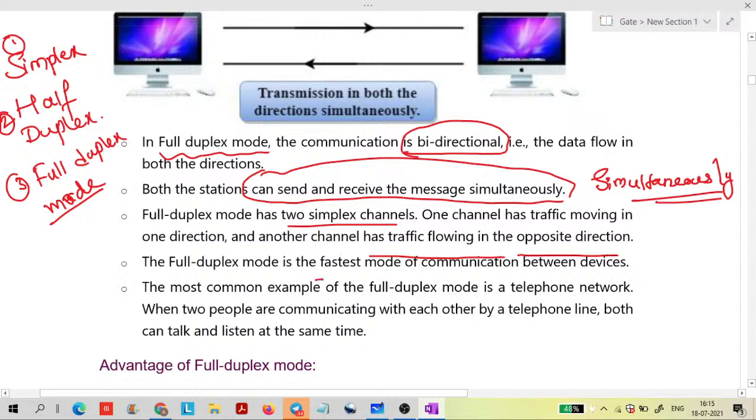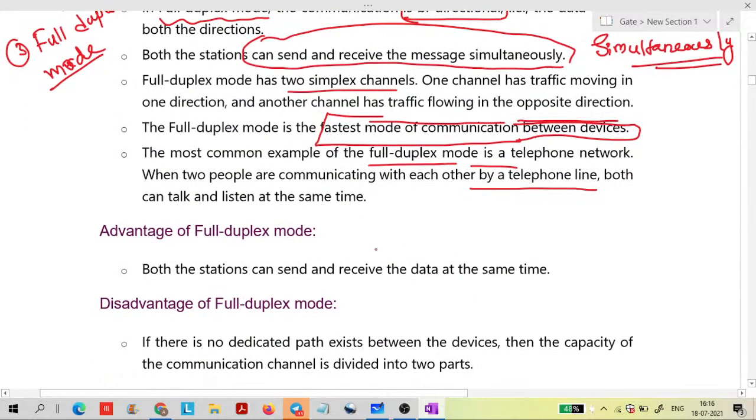So full duplex mode is the fastest mode of communication between two devices. The most common example of full duplex mode is a telephone network, where two people communicating with each other over a telephone line can both talk and listen at the same time. That is the advantage of full duplex mode. Both parties can send and receive the data simultaneously.